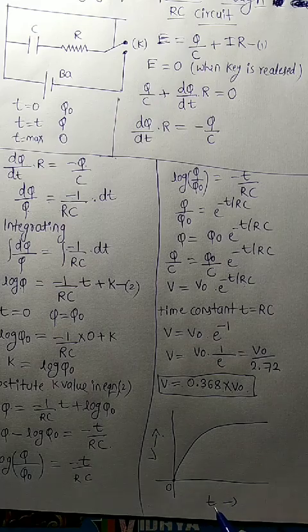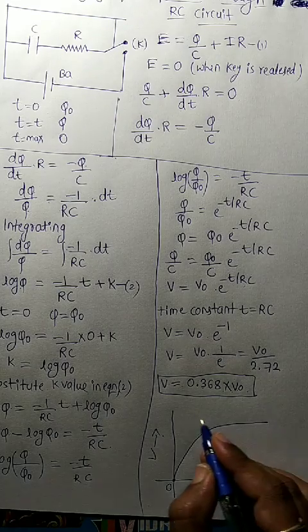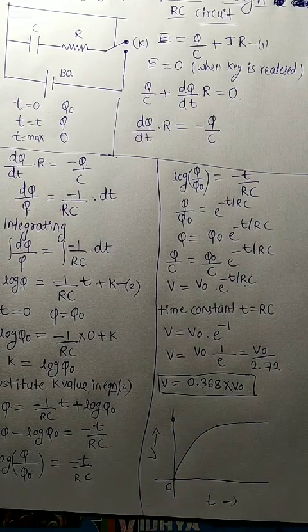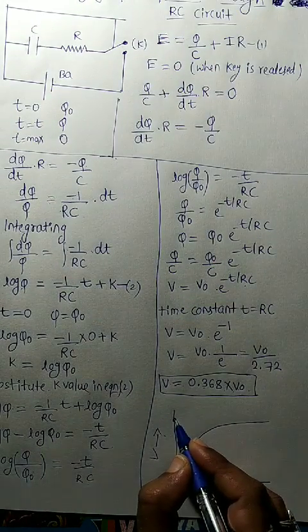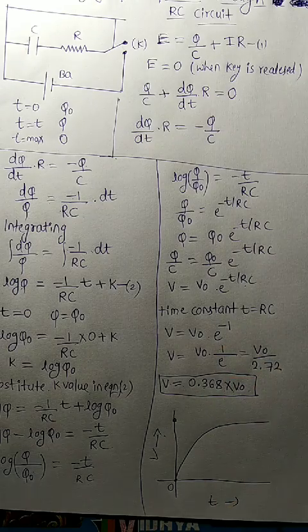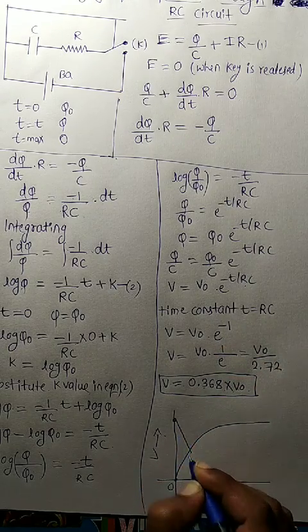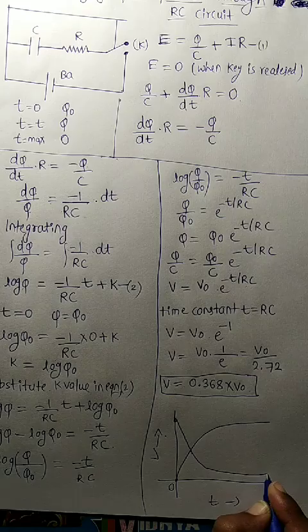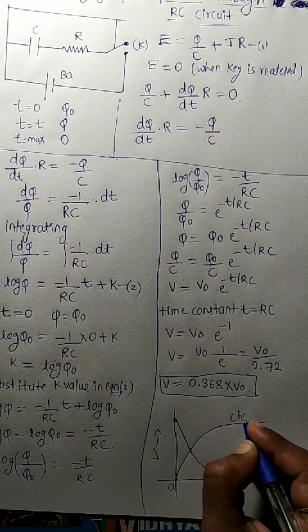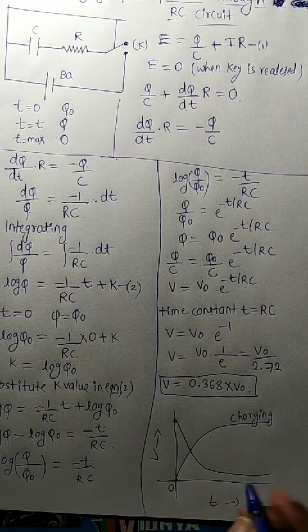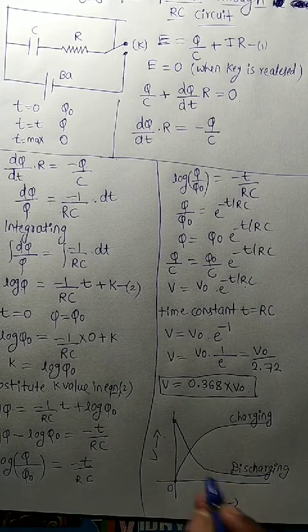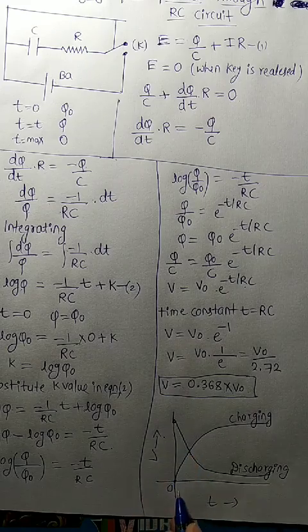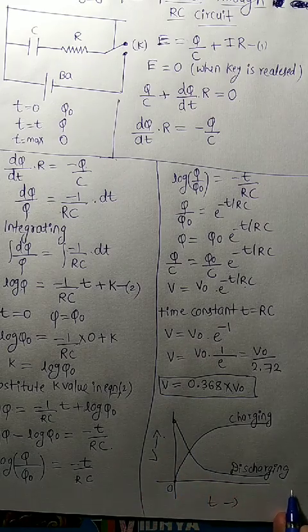At the same time, in discharging, the voltage is already at maximum. Now you are releasing the key. When you open the key, the voltage decreases, like this. So this is the charging, and this is the discharging. The voltage will not suddenly come to zero. It will take certain time to reach the zero value. That is how discharging happens.